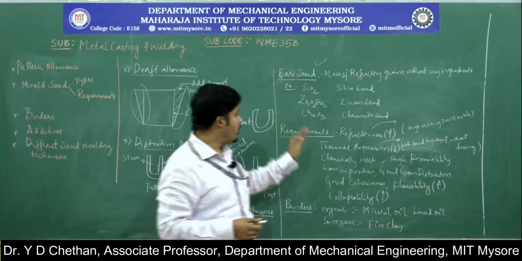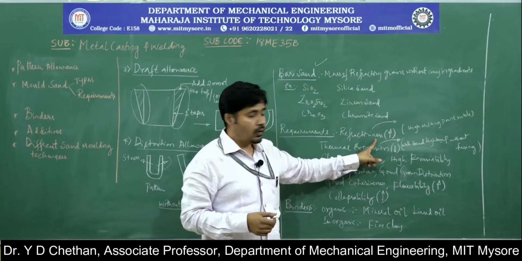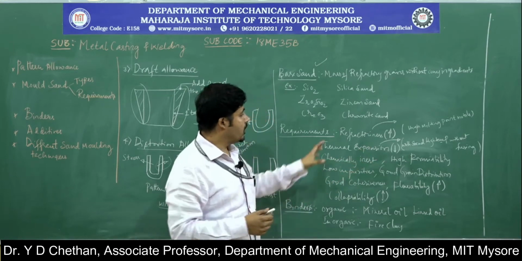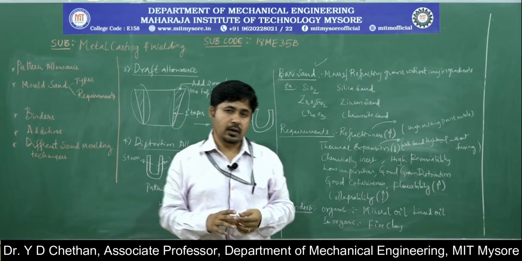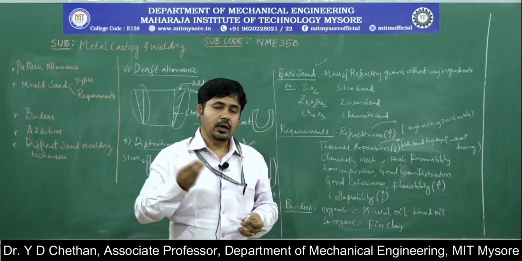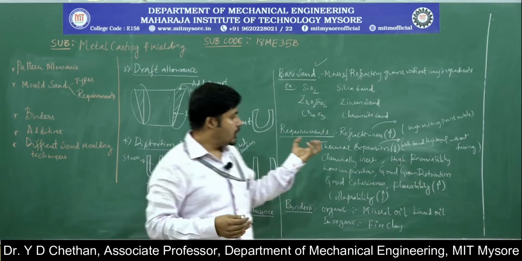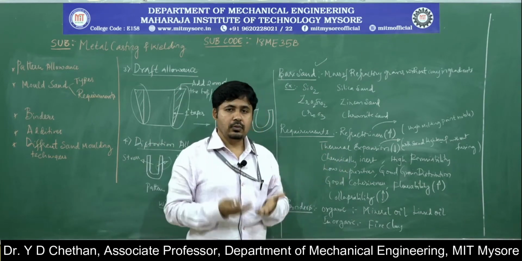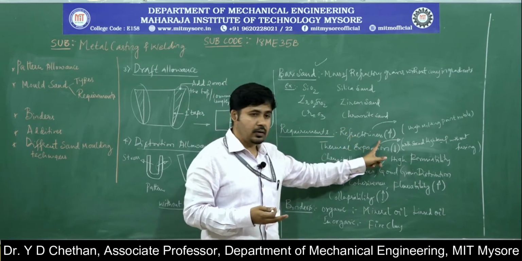The first property or requirement is that it should have higher refractoriness. Why should it have higher refractoriness? Because if you pour high melting point metals into the mould cavity, the sand can easily accommodate that temperature once it possesses higher refractoriness.